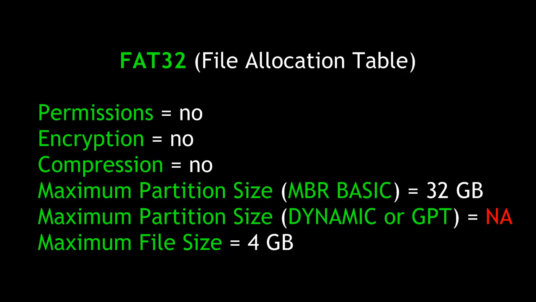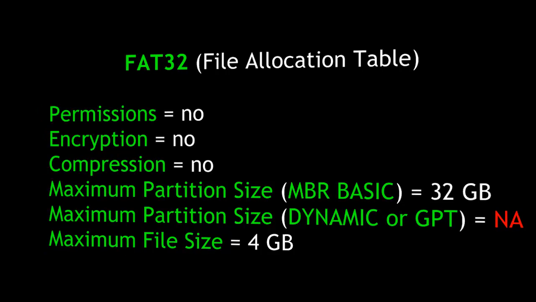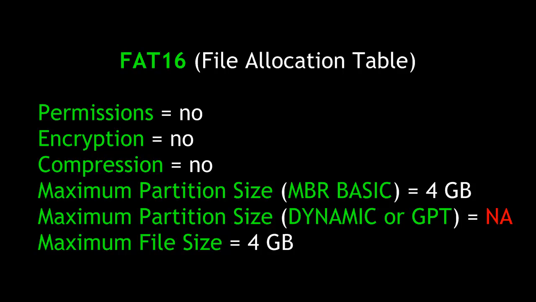The other type of file system that Windows natively supports, FAT32, or File Allocation Table, provides for no permissions, no encryption, and no compression. It has a maximum partition size of 32 gigabytes, and this is only under the MBR basic partition style. It does not support GPT. It has a maximum file size of 4 gigabytes. In addition to FAT32, some older operating systems utilize FAT16. Again, this provides no permissions, no encryption, and no compression. It has a maximum partition size of 4 gigabytes, only under the MBR partition style, does not support GPT, and has a maximum file size of 4 gigabytes.